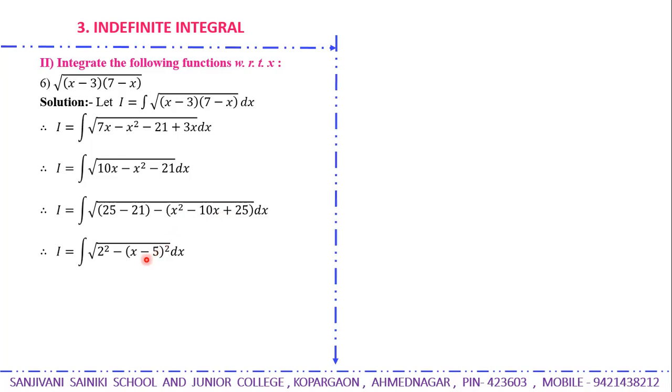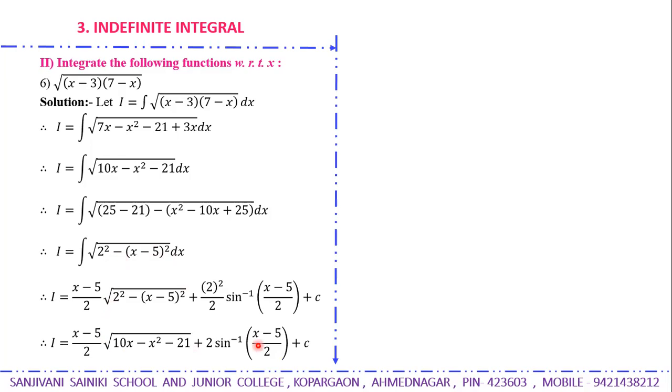So again I get an integral of the form root of a square minus x square. Its integral is x by 2 root a square minus x square plus a square by 2 sine inverse of x by a, plus c. But here x is x minus 5. So this is the integral of the given function.